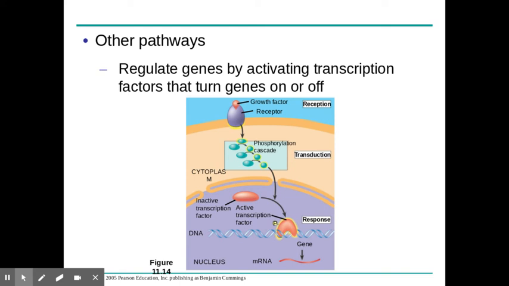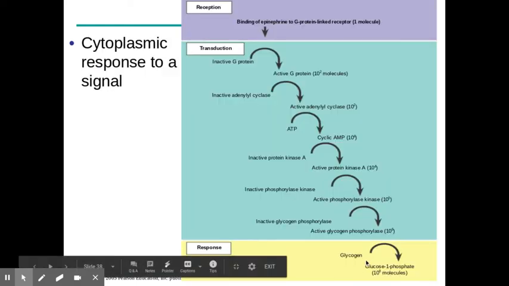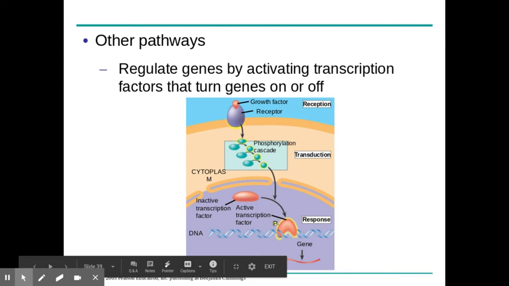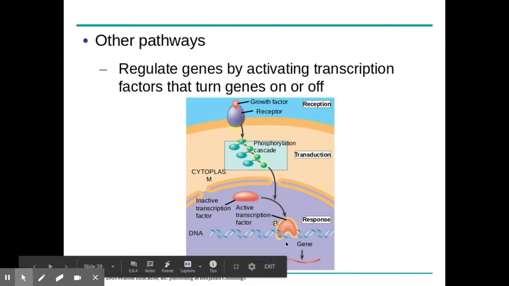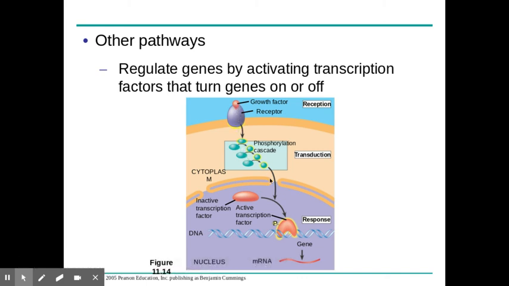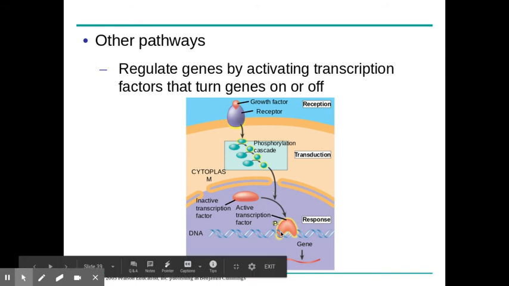Other pathways, they may not regulate the activity of enzymes. Like this one did, it activated an enzyme that broke down glycogen. Sometimes they don't do that. This is going to tell a cell basically to start creating a protein. So this is growth factor. Here's our reception, our signal molecule receptor. Here's our transduction. In this case, it's going to tell this cell, okay, activate this gene so that we can make this protein. This is the goal of this cell. This response would be to create a protein product.